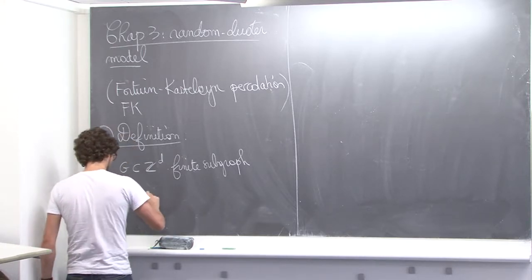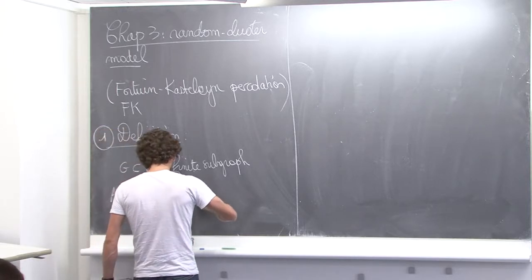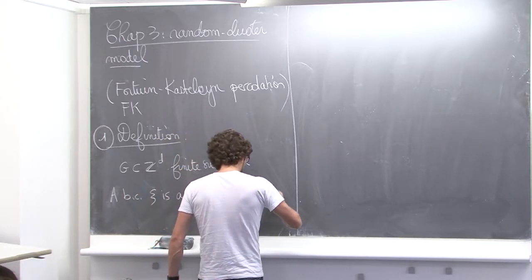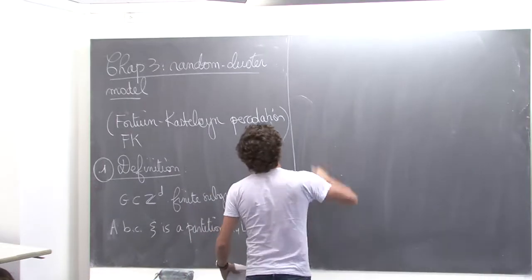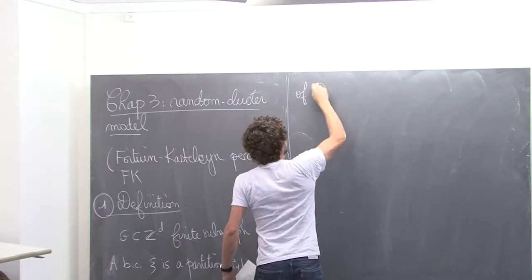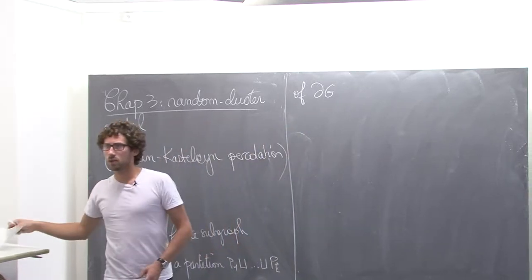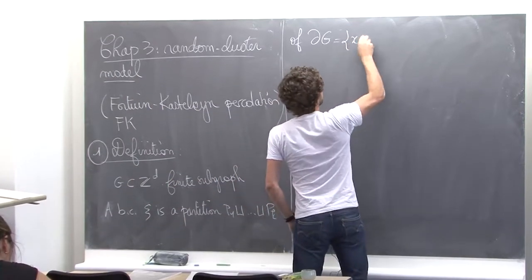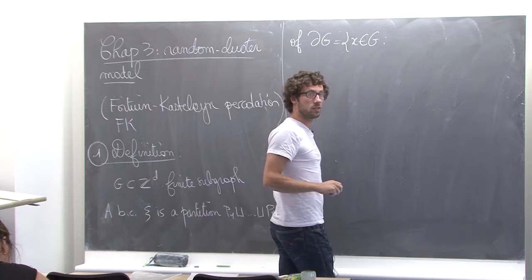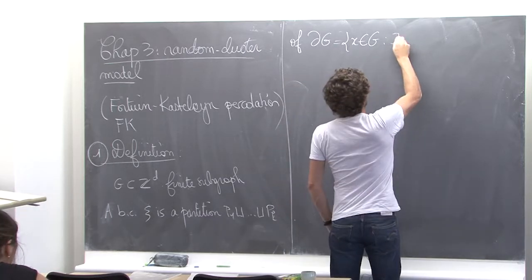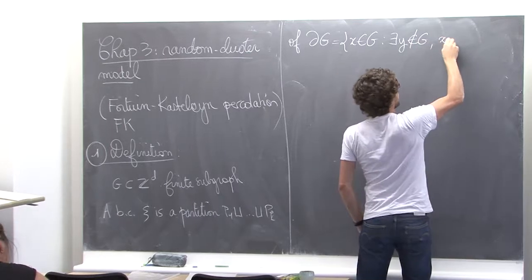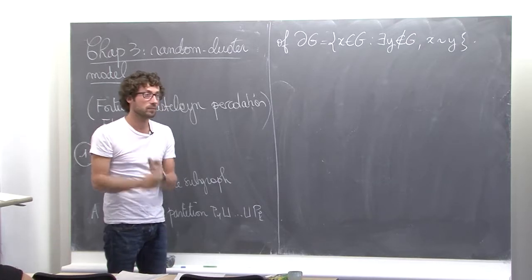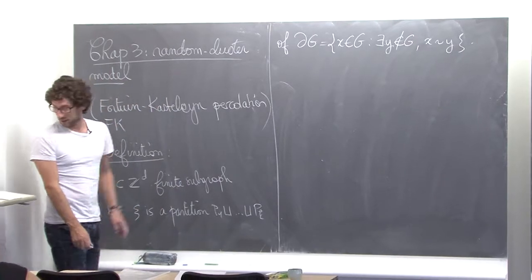a partition P1, ..., Pk of the boundary of G. I think I defined already the vertex boundary, or I didn't, I don't remember. Well, let's just recall what it is. So the vertex boundary is just going to be the vertices x of your graph G such that there exists a vertex outside of G which is a neighbor of x. So that's the vertices that have one neighbor outside my graph. So I take a partition of this thing.